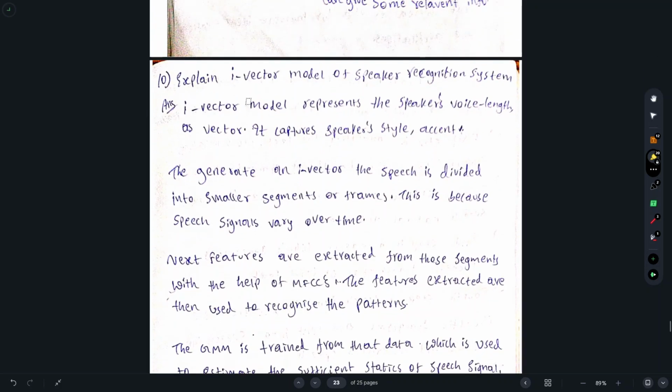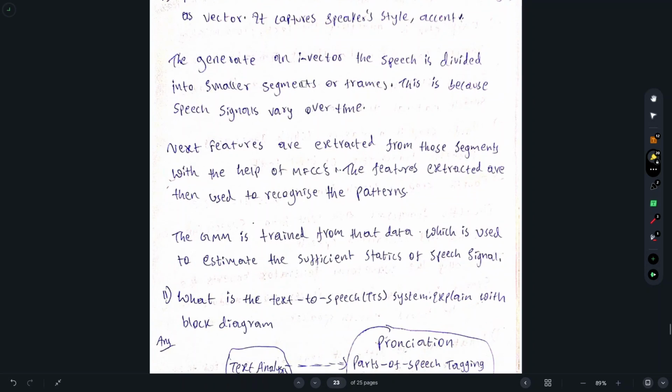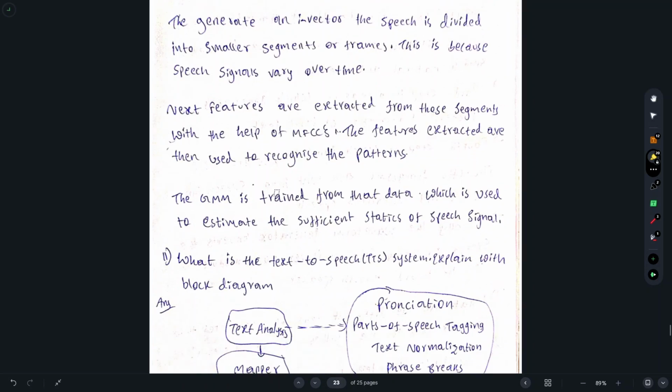So in this way the I vector model represents the speaker voice. It tries to extract the features from that particular speech signal by cutting it into pieces, and after extracting, it takes the help of MFCCs, the features are extracted and then used to recognize the patterns. So after the patterns are recognized, it will get sufficient data for a speech signal.